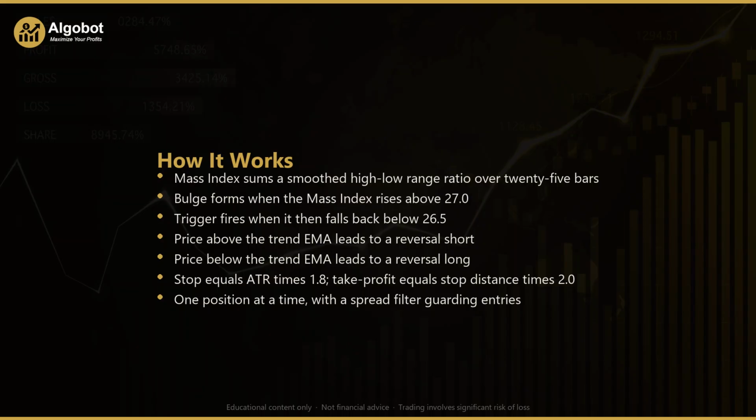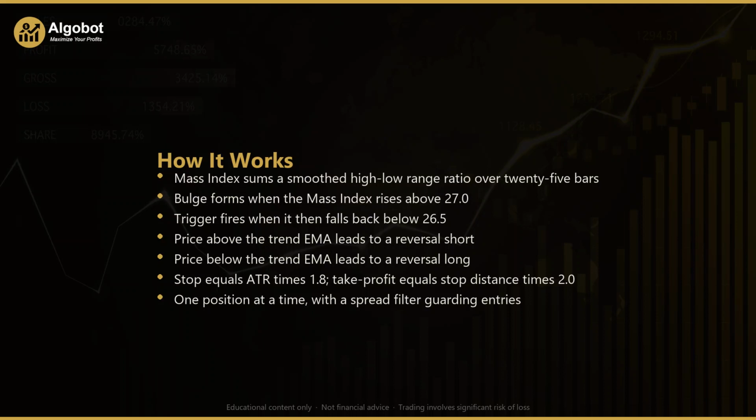Then the strategy decides the direction. It reads the 50-period trend EMA and the closing price of the just completed bar. If the close is above the trend EMA, the recent up move is treated as running out of energy, and the strategy signals a reversal short. If the close is below the trend EMA, the recent down move is treated as exhausted, and it signals a reversal long. For the exits, the strategy reads the average true range with a period of 14.